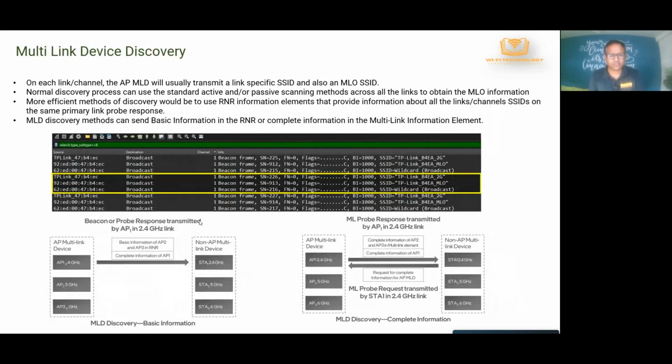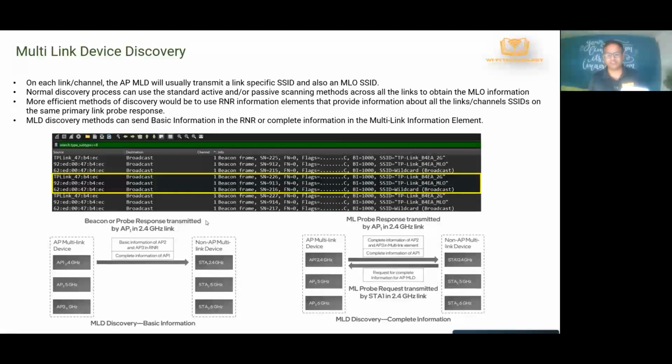So how do you connect to an access point that supports MLO? How do you discover a multi-link access point? The simplest method is that all access points that support MLO will advertise their SSIDs on all the radios. So for example, let's say this access point has a 2.4 gigahertz radio and a 5 gigahertz radio. It might advertise a 2.4 gigahertz specific SSID on the 2.4 gigahertz band, a 5 gigahertz specific SSID on the 5 gigahertz band, but the MLO SSID is advertised on all the bands.